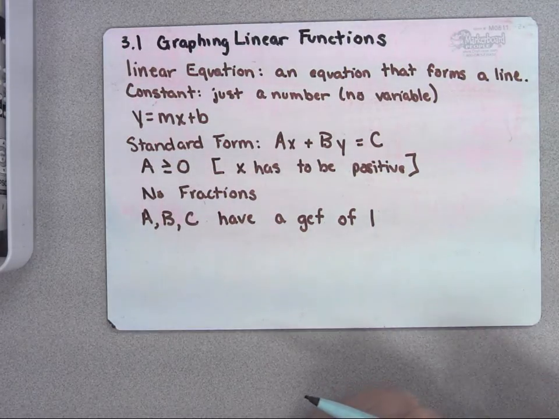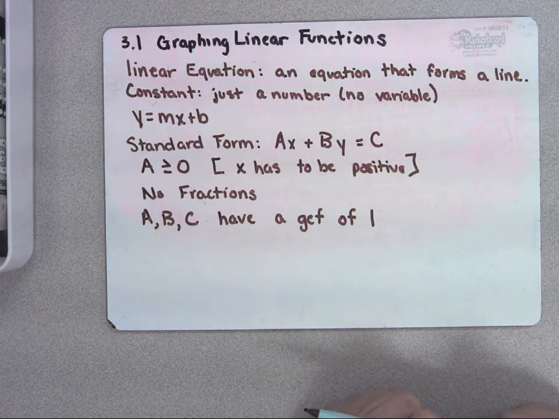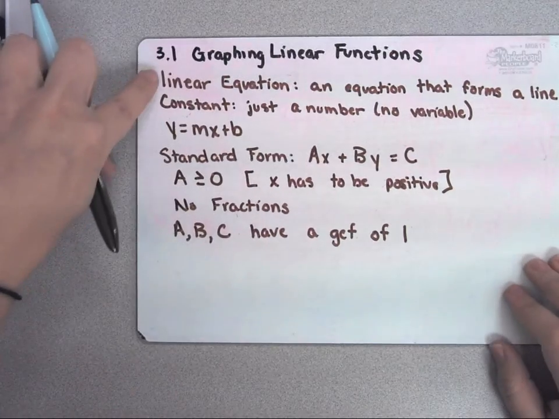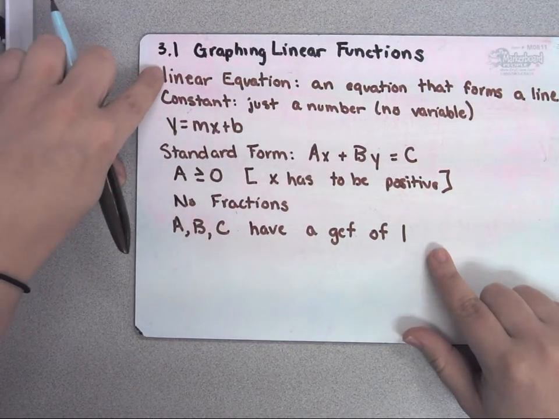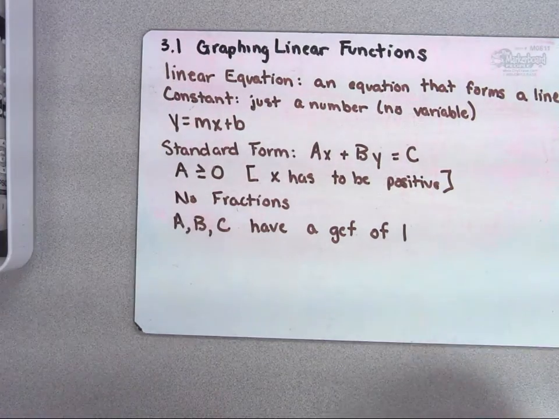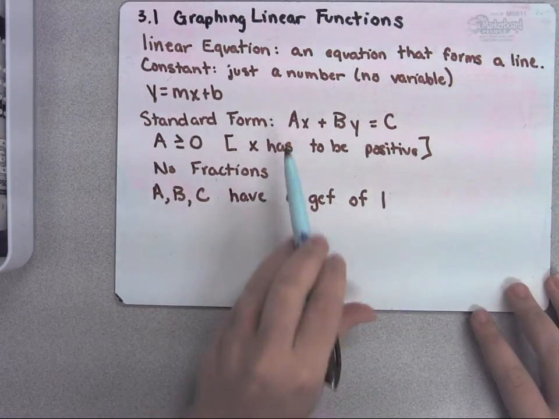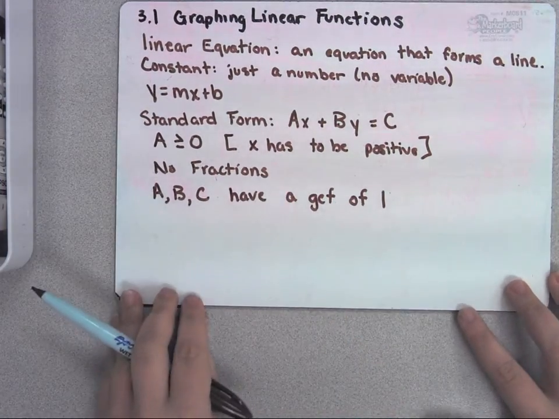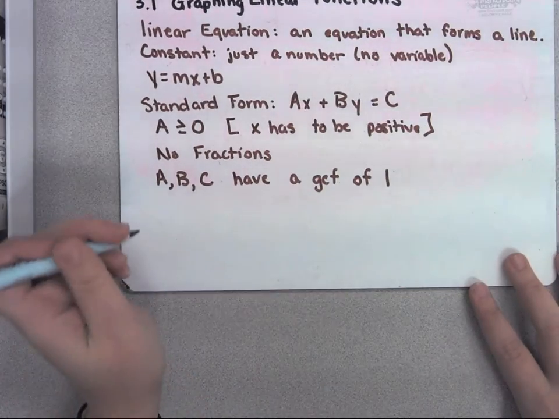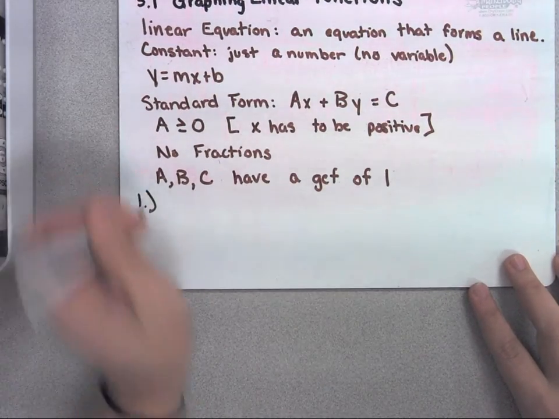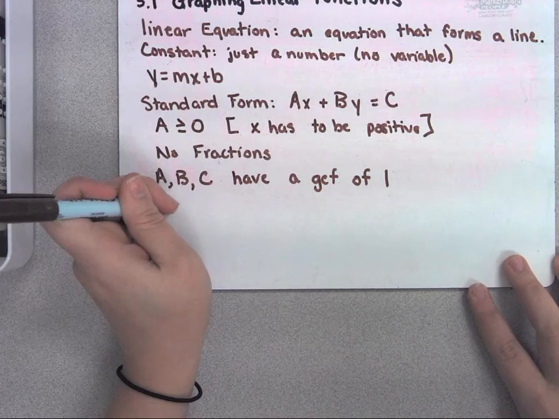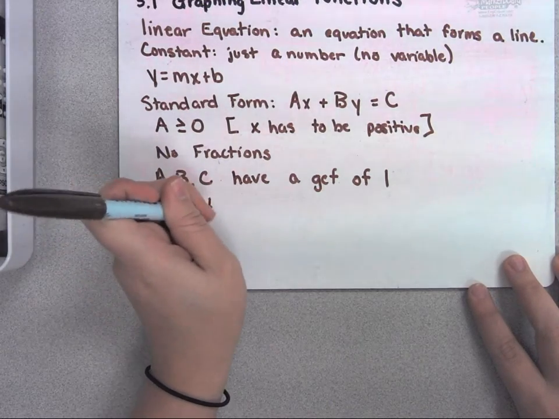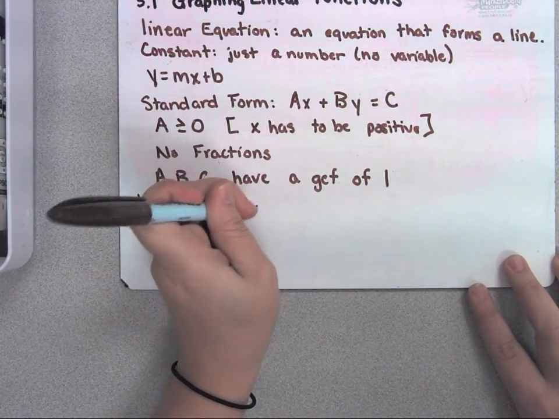Okay, so first thing we're going to do is mix these two concepts together. Is it a linear function? And then if it is, we're going to put it in standard form. Standard form is the hardest part. Okay, first one. Y equals 4 minus 3x.